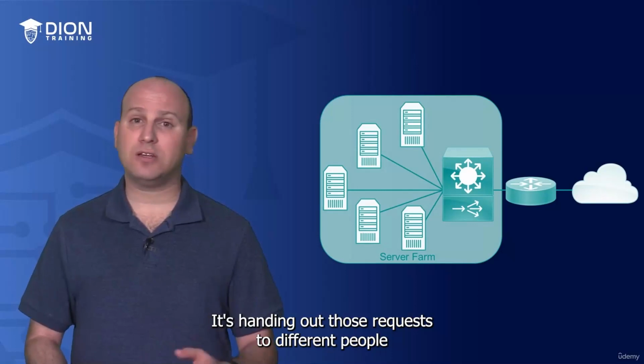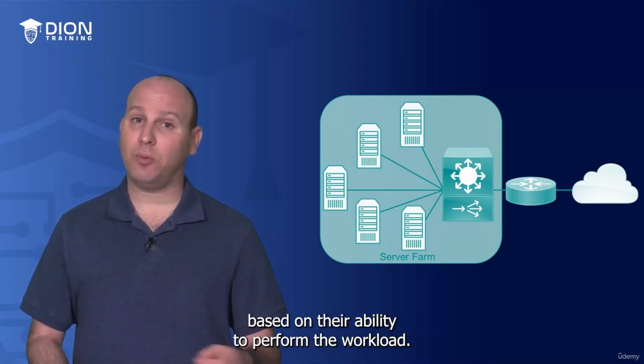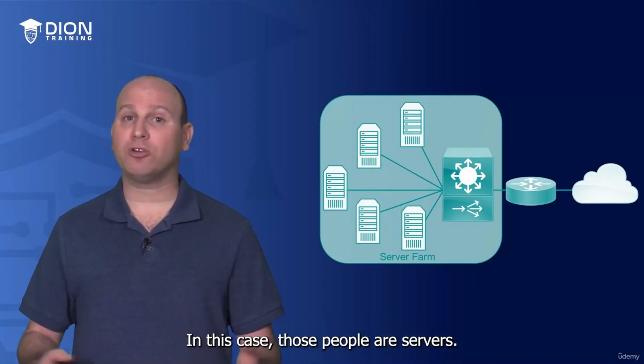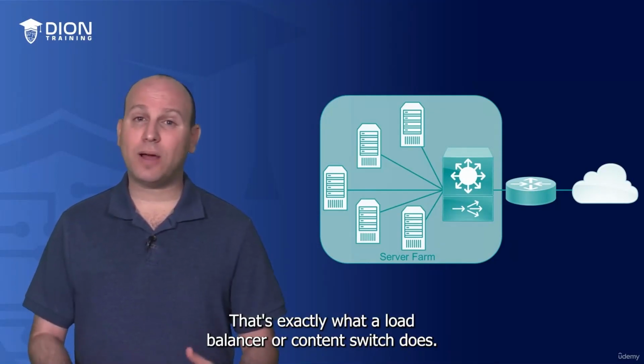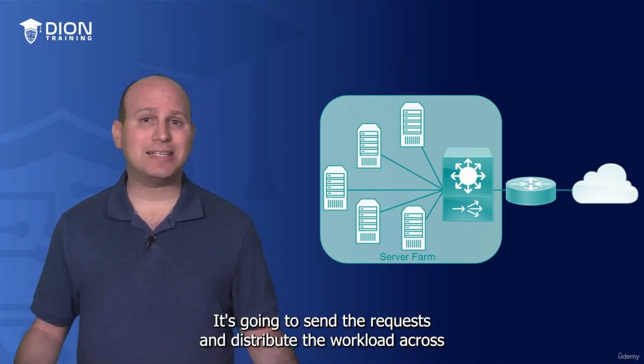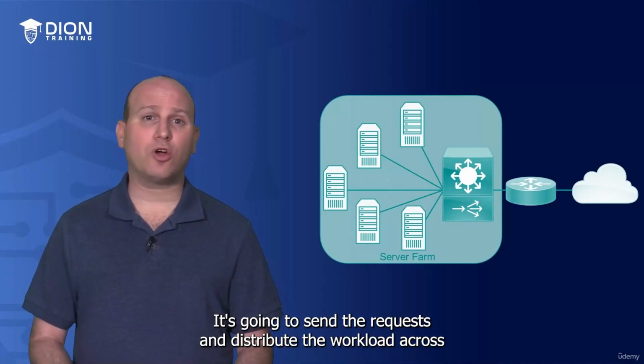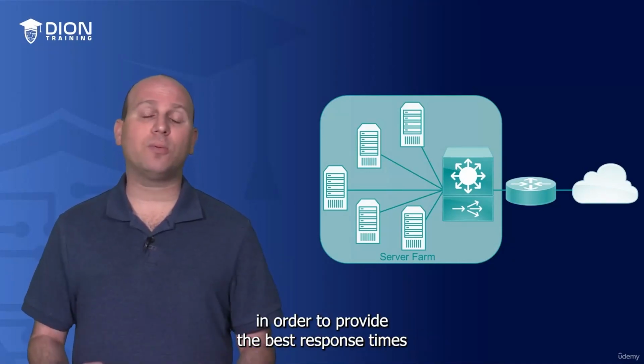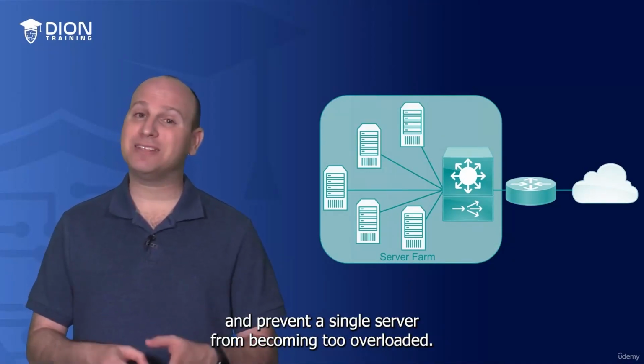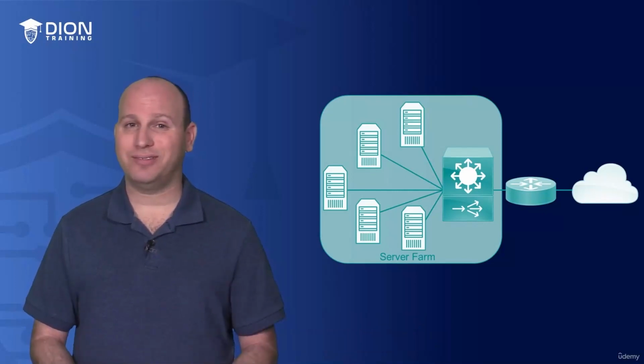It's handing out those requests to different people based on their ability to perform the workload. In this case, those people are servers. That's exactly what a load balancer or content switch does. It's going to send the requests and distribute the workload across all the different servers in order to provide the best response times and prevent a single server from becoming too overloaded.